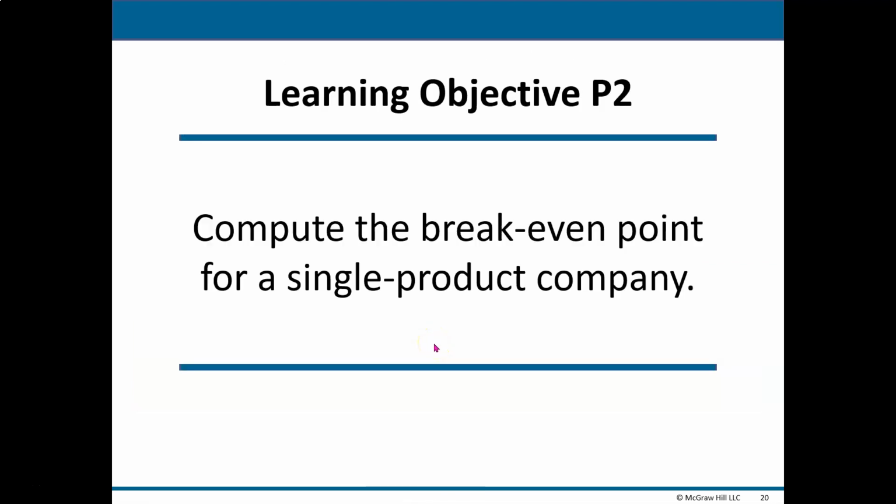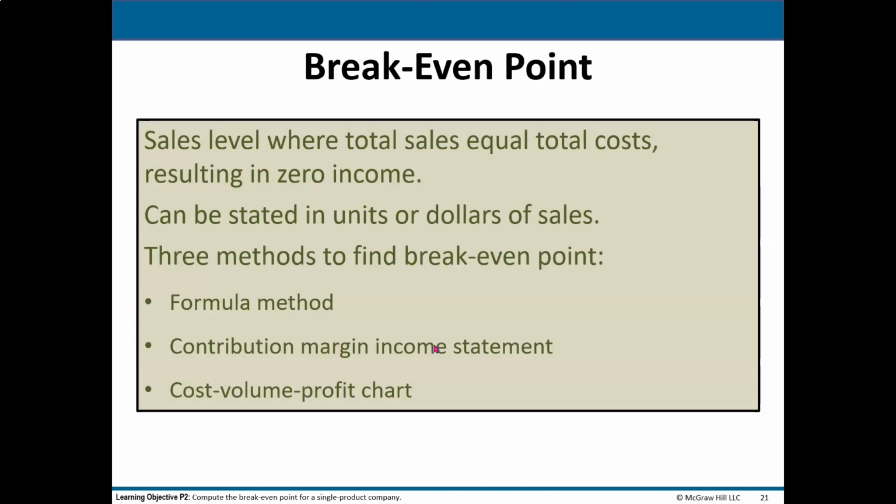So now, with that understanding, we can make a number of managerial decisions. The first one we can look at is computing the break-even point for a single product company. So let's say our company just makes one product, then how many units do I need to sell to break even? So let's examine the break-even point.